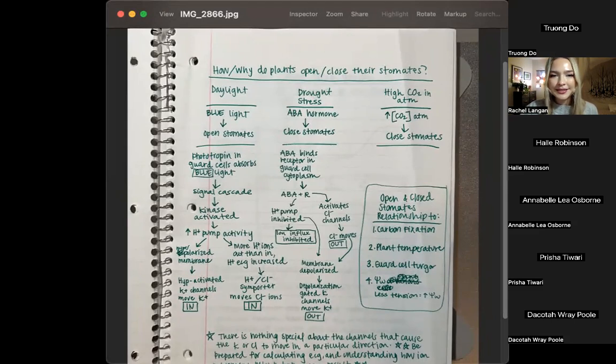Just to be sure, does the opening and closing of the stomates affect the plant temperature, or is it the other way around? The closing of stomates affects the plant temperature by decreasing evaporative cooling if they're closed. Oh, okay. Understand. Thank you.